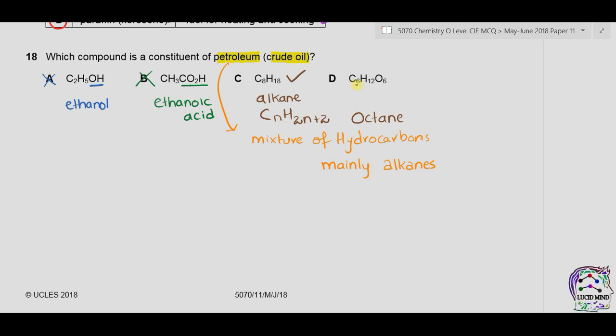In part D, we can see that the formula is C6H12O6, which is glucose. Now glucose is not present in petroleum, so D is wrong. The correct answer is therefore C.